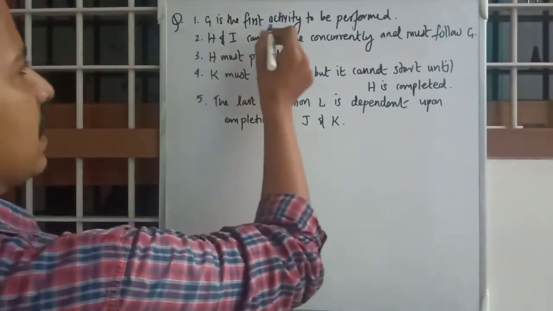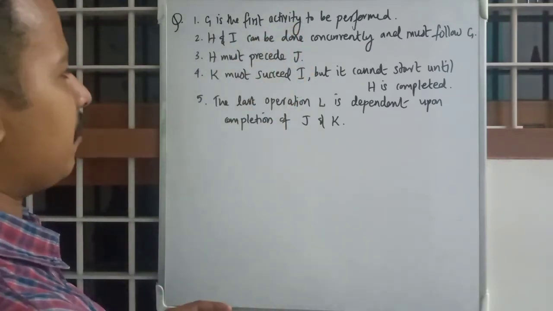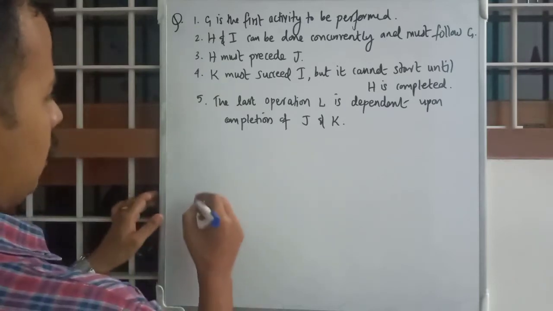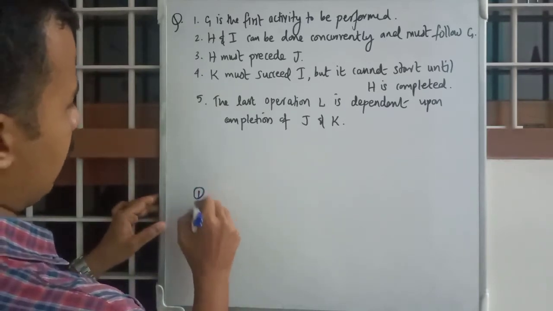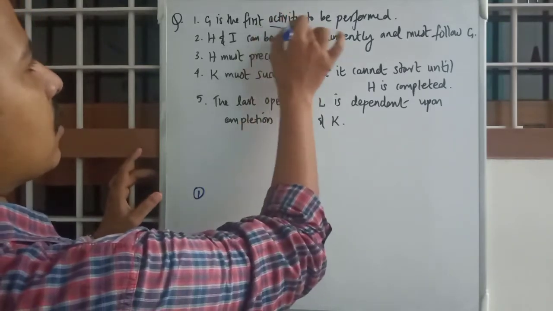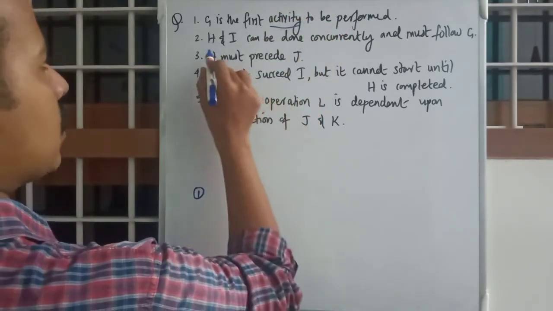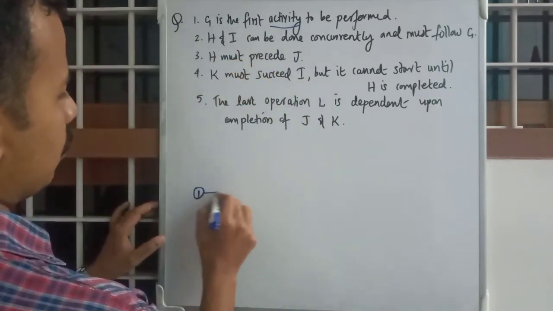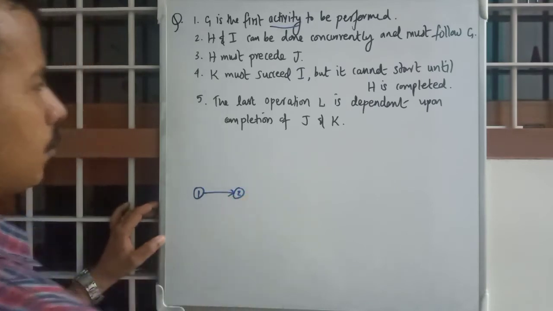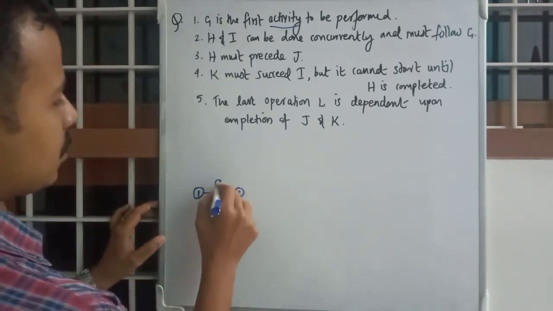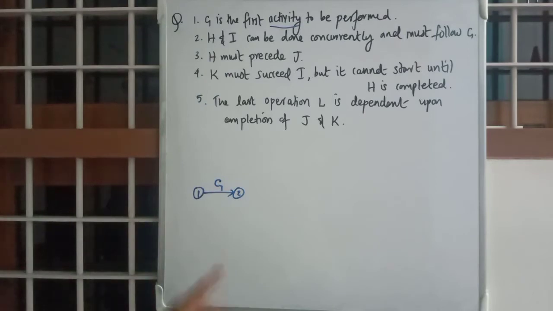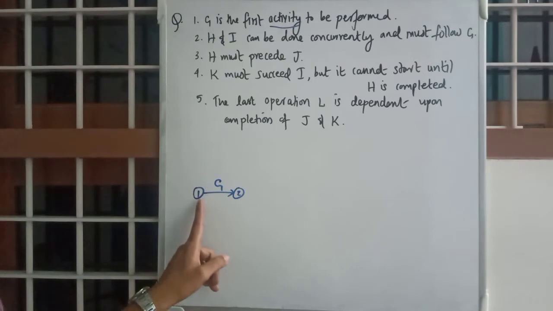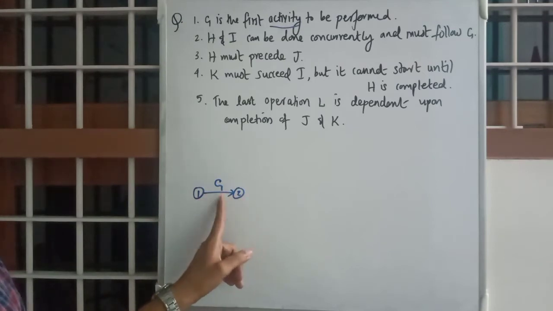So G is the first activity to be performed. There are 5 conditions. G is the first activity to be performed. Okay, so we will just number events as 1, 2, and we will name this first activity as G. So these are activities. Okay, all these are activities. G is the first activity to be performed. It's clear, right? G 1 to 2, that is the first activity.